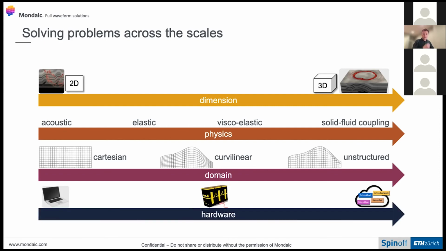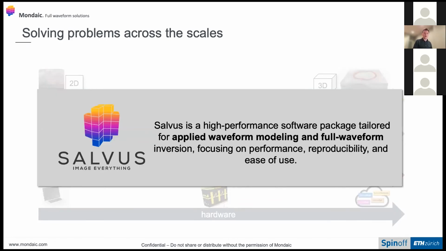And then finally, of course, as Vadim mentioned, these problems can get expensive. So Salvus does run on your laptop, also on high performance computing hardware, which we'll see during the course of this workshop, along with the other codes. And then finally, on cloud-based infrastructure as well. I guess altogether, I could sum this up as: Salvus is a high performance software package really tailored for applied waveform modeling and full waveform inversion, of course focusing on performance, reproducibility, and ease of use.